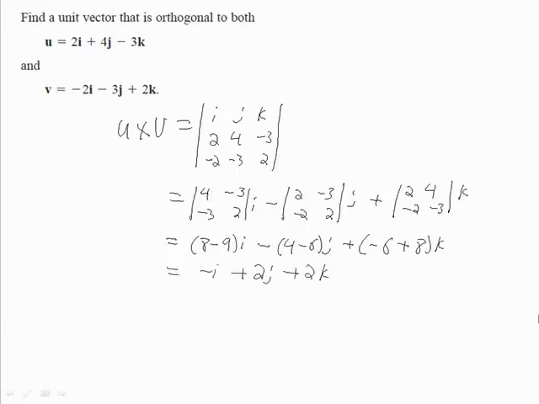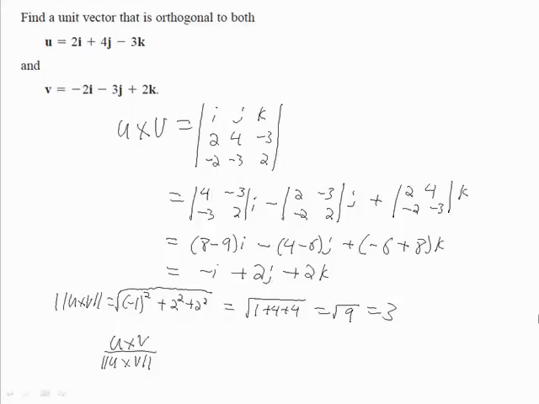Because the magnitude of the cross product of u and v is equal to the square root of the quantity 1 squared plus 2 squared plus 2 squared, which is equal to the square root of the quantity 1 plus 4 plus 4, which simplifies to 3, a unit vector orthogonal to both u and v is the cross product of u and v divided by the magnitude of the cross product of u and v, which is equal to 1/3 times the quantity negative i plus 2j plus 2k, which is equal to negative 1/3 i plus 2/3 j plus 2/3 k.